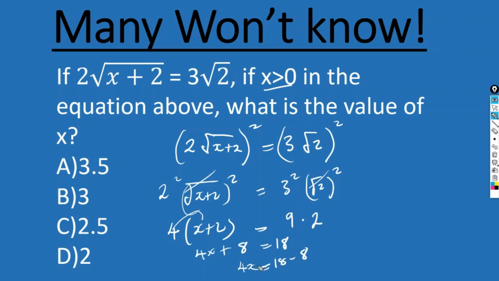So we have 4x is equal to 18 minus 8, which gives us 10. And from here, to get x, we divide both sides by 4. And when you divide 10 by 4, what will you get? You get 2.5. So our answer here is 2.5, and our right option is option C. So do you see how we got that? All you need to do is just square both sides to knock off the square root, and from there you simplify to get x.